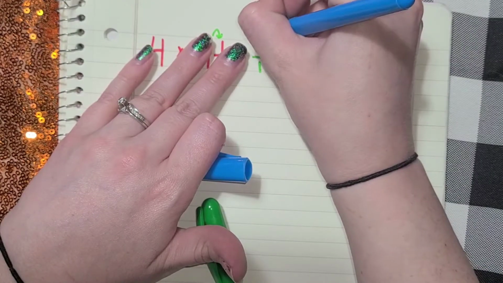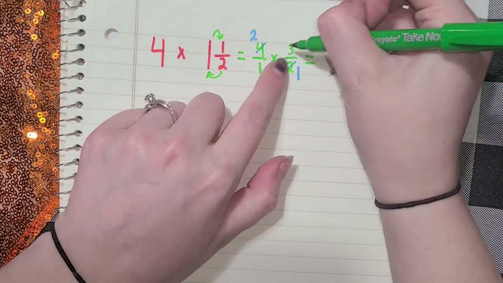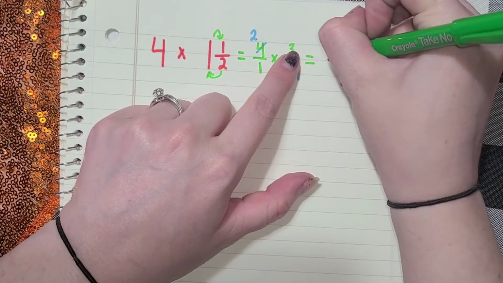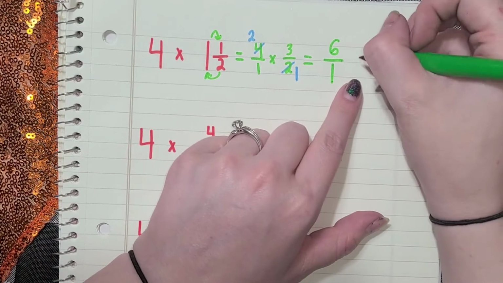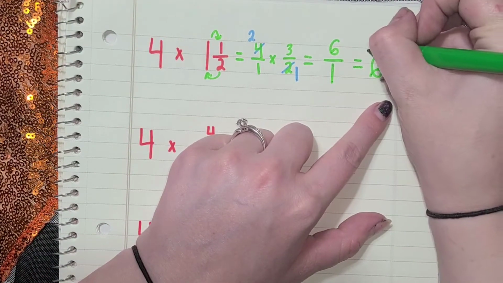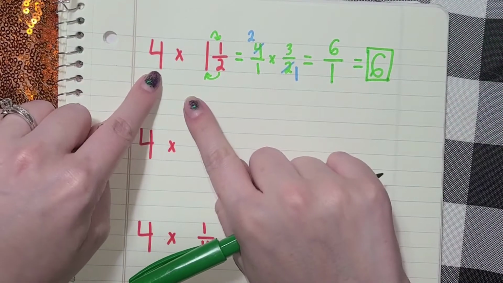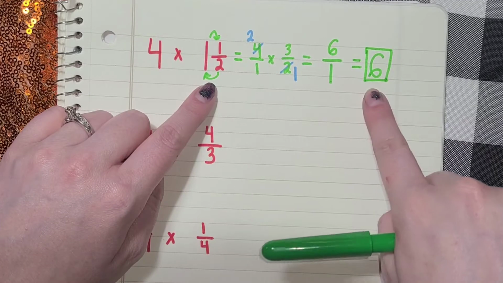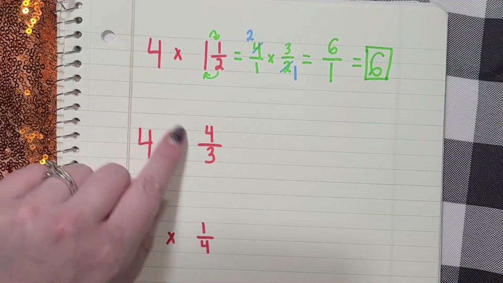4 divided by 2 is 2. 2 divided by 2 is 1. So I'm doing 2 times 3, and I get 6. 1 times 1, and I get 1. Now remember, any whole number over 1 is still just that whole number. So this is just 6. Interesting. So I multiplied 4 by a mixed number and got 6. So that got bigger.